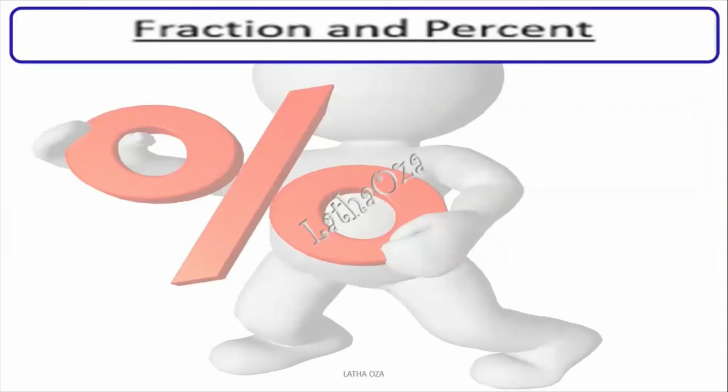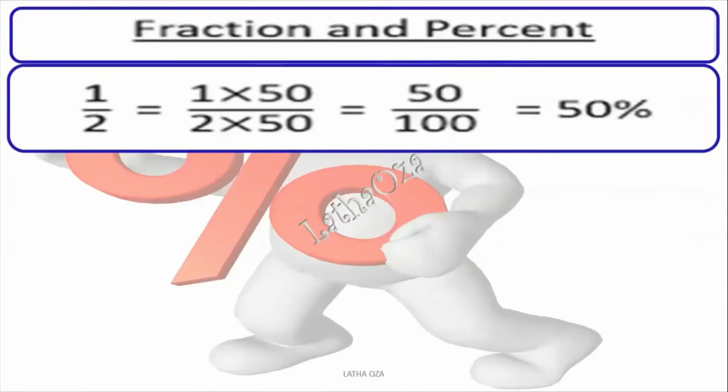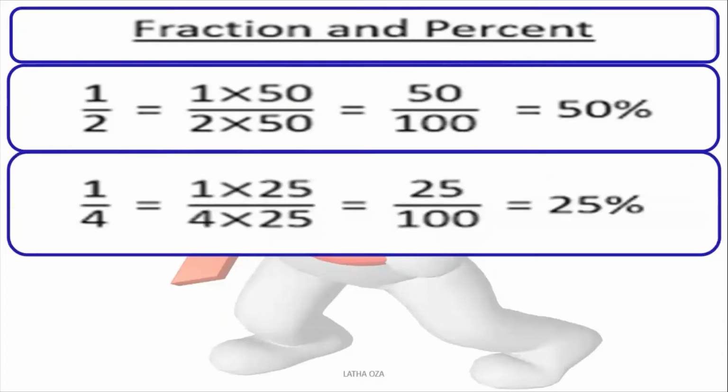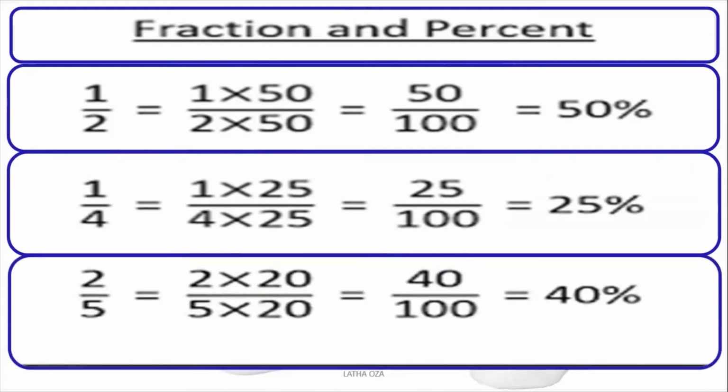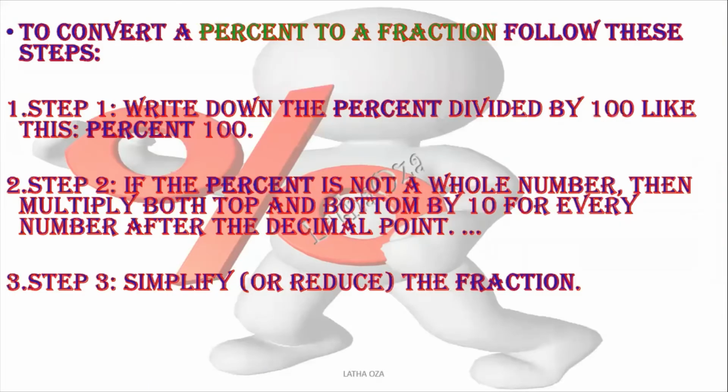Fraction to percent. Half or 1 by 2 is equal to 1 by 2, which is multiplied both numerator and denominator by 50. So we get 50 by 100 is equal to 50%. 1 by 4 is multiplied numerator and denominator by 25. So we get the answer as 25 by 100, which is 25%. 2 by 5 is equal to multiply both the numerator and the denominator by 20. So we get the answer as 40 by 100, which is equal to 40%.